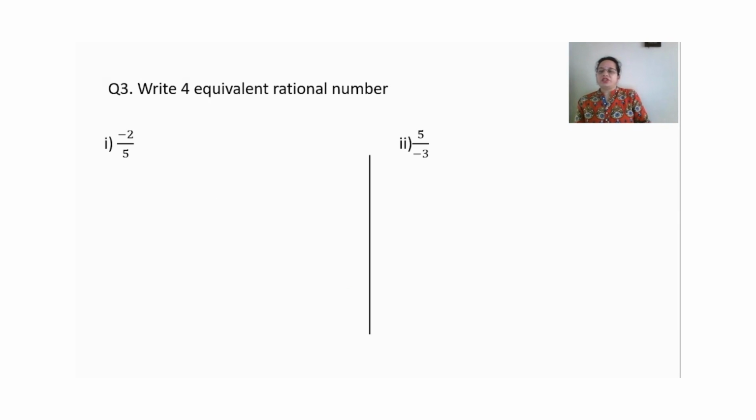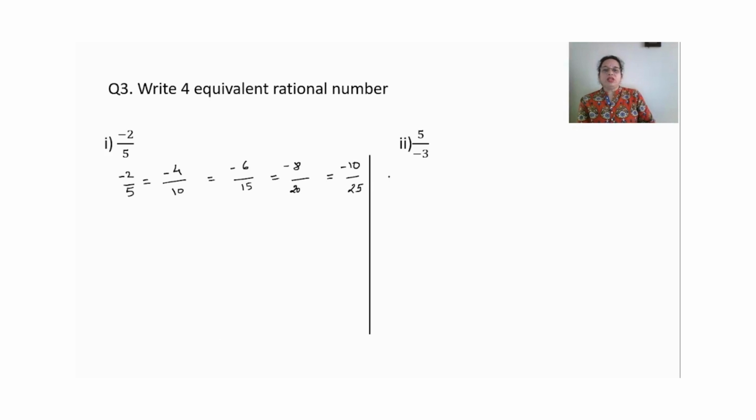Write four equivalent rational numbers. The simplest way I am telling you, for minus 2 upon 5. You are supposed to write 4, so leave 4 places, 1, 2, 3 and one more. Here you can write the table of 2. 2 1s are 2, 2 2s are 4, 2 3s are 6, 2 4s are 8, 2 5s are 10. Since the minus sign is there, put the minus sign everywhere. Now write down the denominators. Recite the table of 5. 5 ones are 5, 5 twos are 10, 5 threes are 15, 5 fours are 20, 5 fives are 25. This is the easiest way to write equivalent rational numbers.